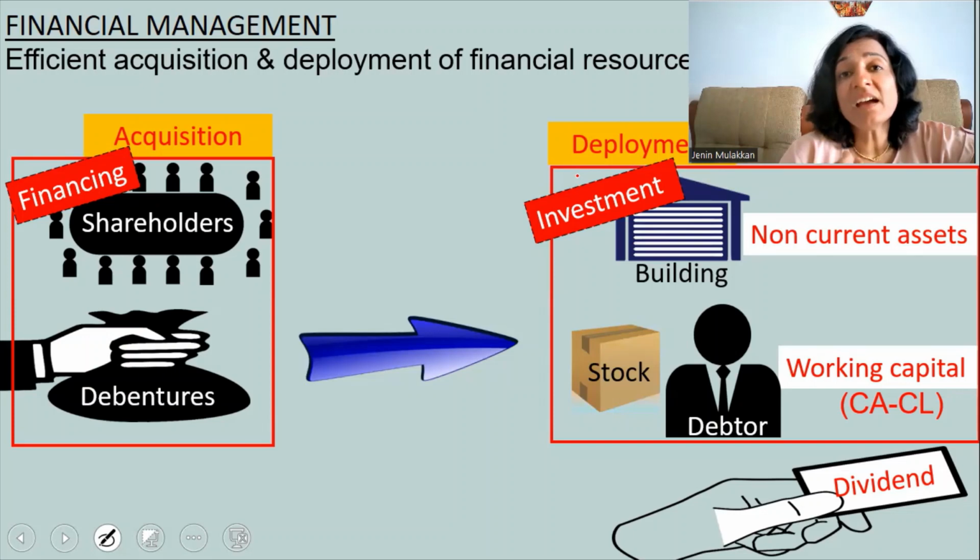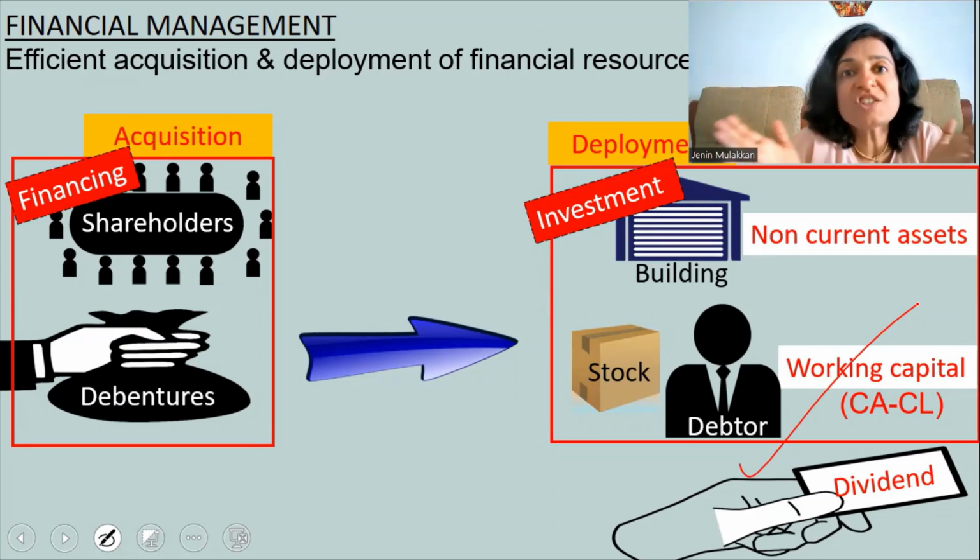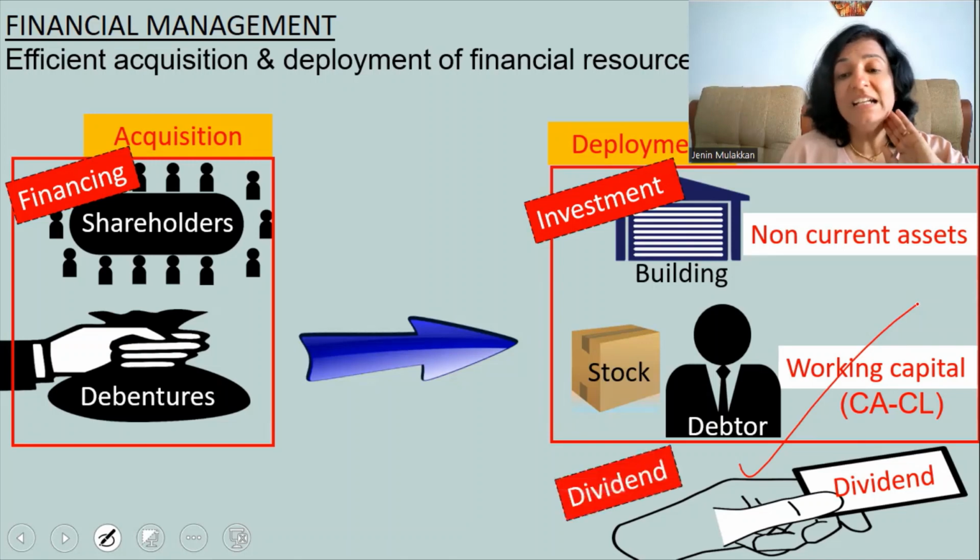Now, the final area with which financial management is concerned is about the dividend policy. You cannot retain your entire profits in the business. The shareholders will remain unhappy. So we have to decide how much of the funds have to be used as distribution towards the dividends.